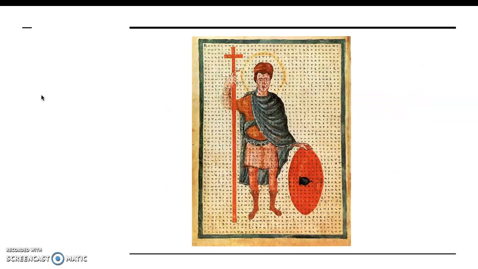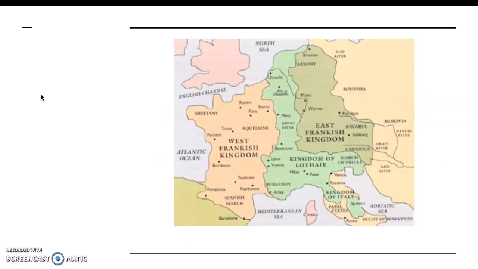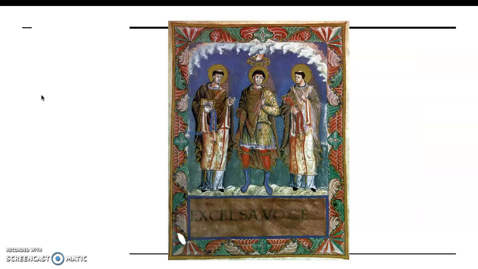There's Louis the Pious, pictured with his cross. The Western, Eastern, and Kingdom of Lothair in the middle. And then your three brothers right here: Louis, Charles, and Lothair.